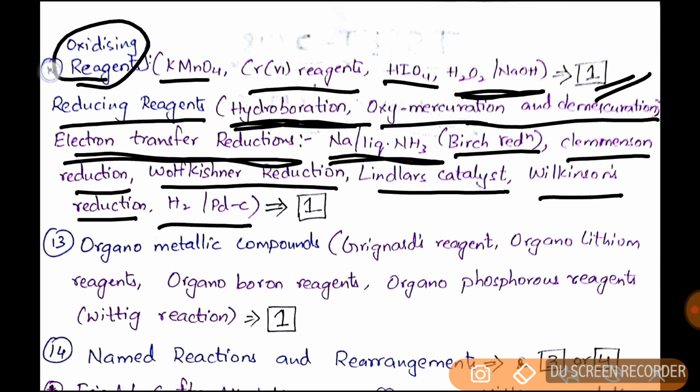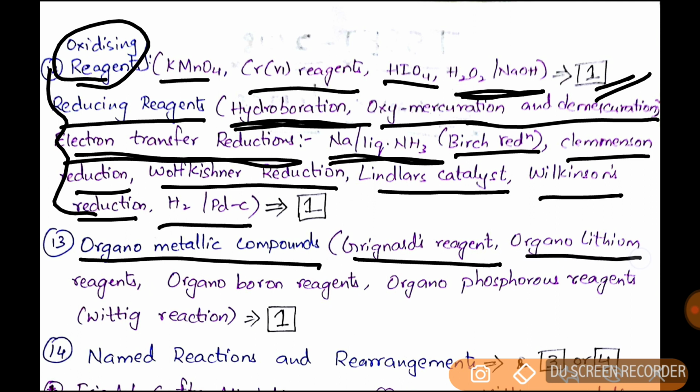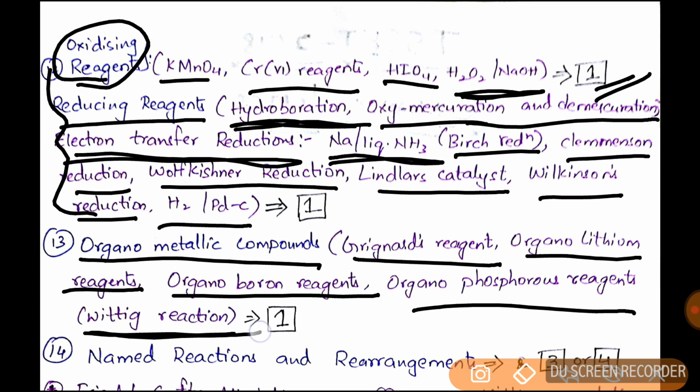So from all these reagents, you can expect 1 or 2 questions, guys, okay, or you can expect 2 or 3 also from all these three, that is oxidizing, reducing, and electron transfer reductions. And coming to organometallic compounds: Grignard reagent is important, organolithium reagents are important, organoboron reagents are important, and also organophosphorus reagents are important, that is the Wittig reaction, very important, guys. And you can expect a question from organometallic compounds.